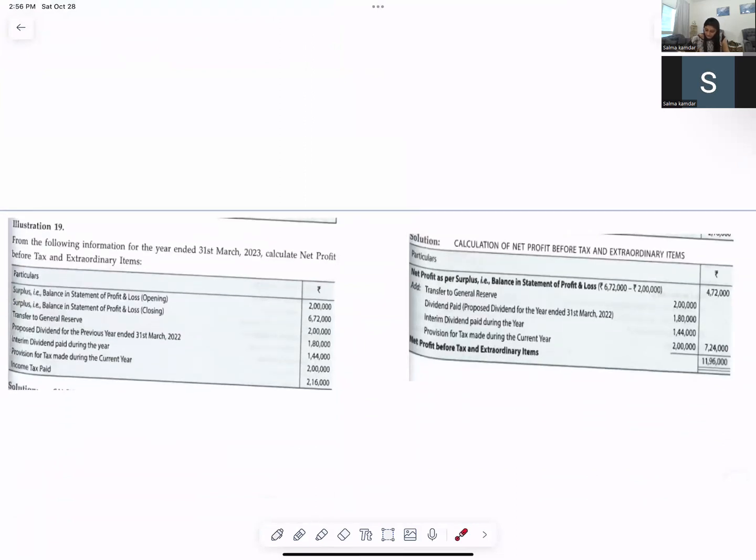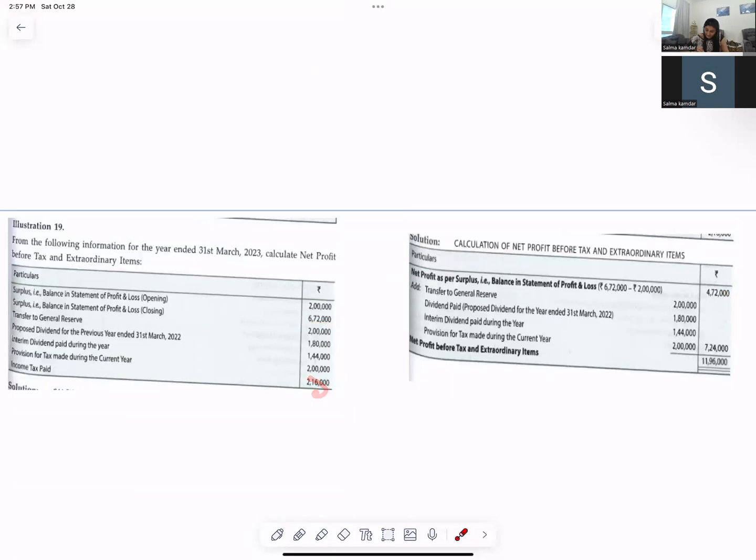Closing minus opening. Net profit, that is surplus in the balance sheet, closing minus opening. Transfer to reserves will be added back. Proposed dividend of the last year will be added. Interim dividend that is paid will be added. Provision for tax for the current year you will add.